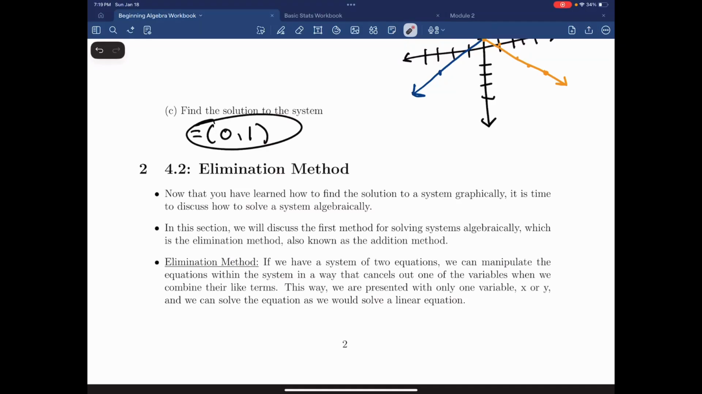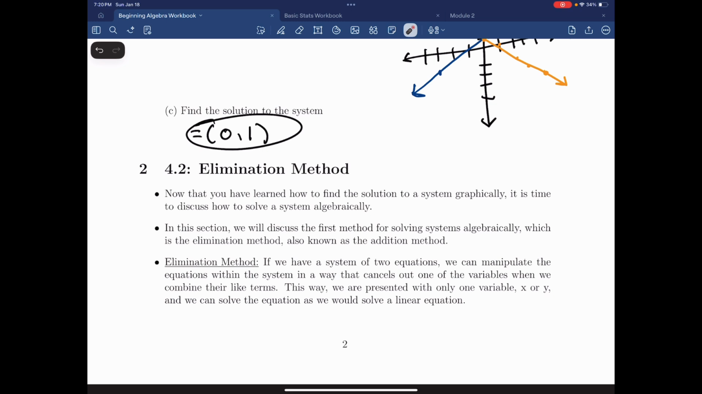Now that you have learned how to find the solution to a system graphically, it's time to discuss how to solve a system algebraically. So in this section, we're going to discuss the first method for solving systems algebraically, which is the elimination method, also known as the addition method.